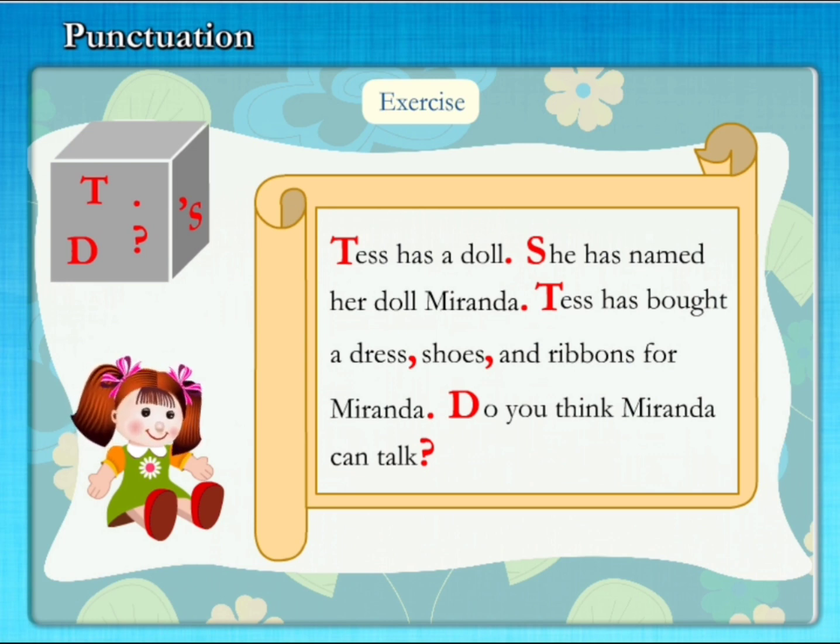Now let us see if the paragraph makes sense. Tess has a doll. She has named her doll Miranda. Tess has bought a dress, shoes, and ribbons for Miranda. Do you think Miranda can talk? Yes. Now the paragraph makes sense.